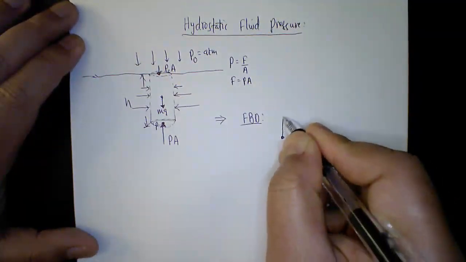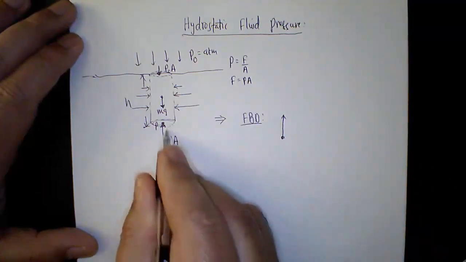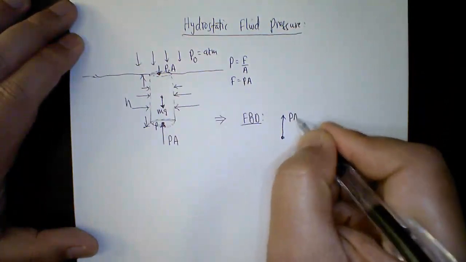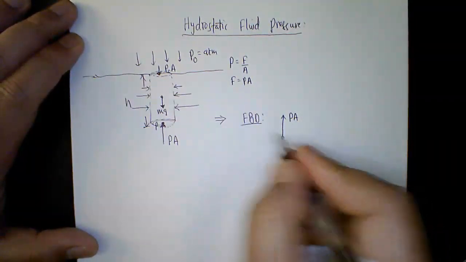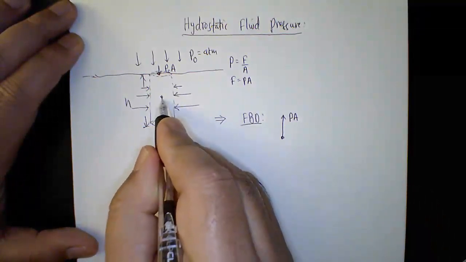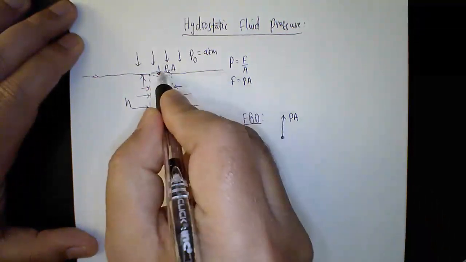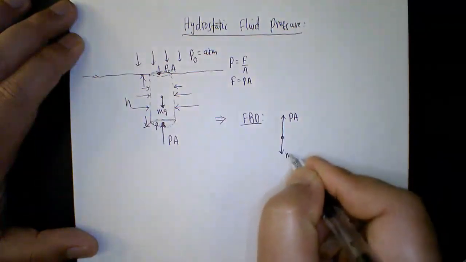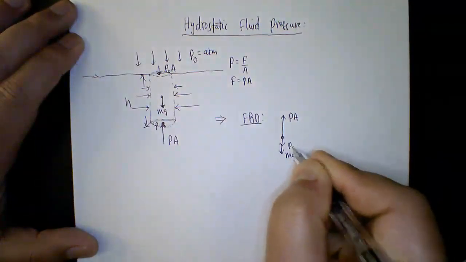There's only one upward force acting on the bottom of this cylinder at height h, which is the pressure force P times A. And there are two downward forces acting on this cylinder: one, the weight of the cylinder at the center of mass, mg, and the pressure force on the top, which is P0A.